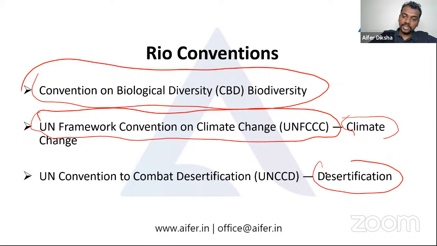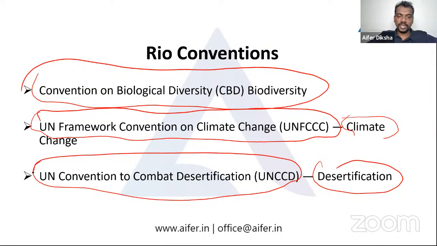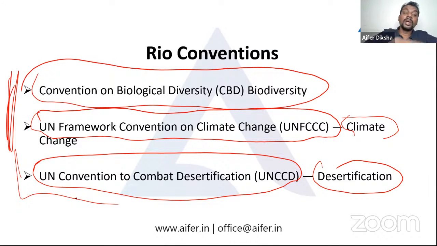The convention dealing with desertification is the UN Convention to Combat Desertification. So firstly, we have the Convention on Biological Diversity, or CBD. Secondly, we have the UN Framework Convention on Climate Change. These are the 2 important conventions. The third one is not that important. These 2 conventions have been specifically pointed out in our NTA NET Paper 1 syllabus. And remember, the expansion of UNFCCC has been asked many times, so you should be thorough with the UN Framework Convention on Climate Change.